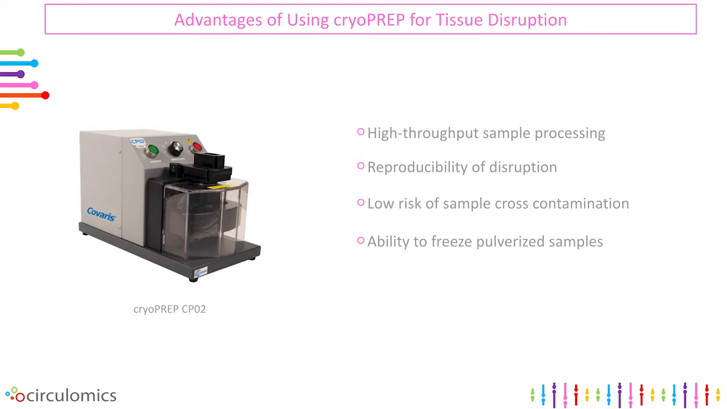If DNA isolation will not be carried out right after tissue disruption, the pulverized sample and its tissue tube can be stored in a freezer for extraction at a later time. And last, it is quite easy to operate the cryoPREP, requiring just the push of a button.